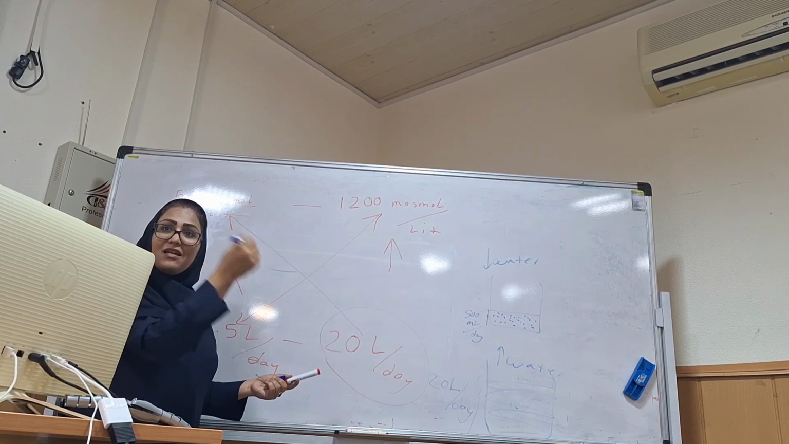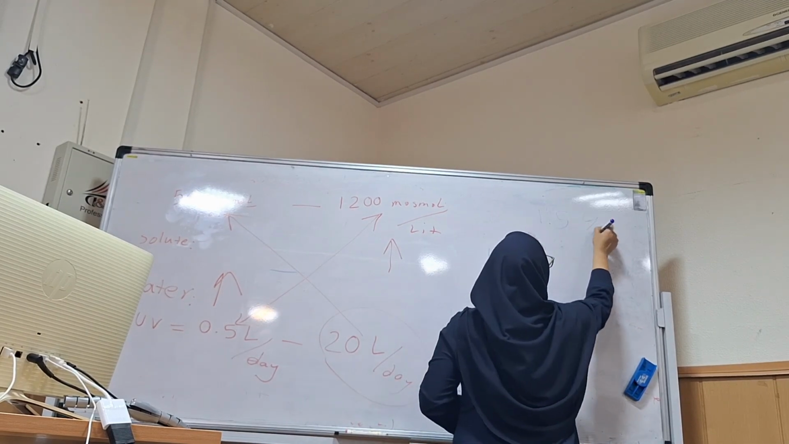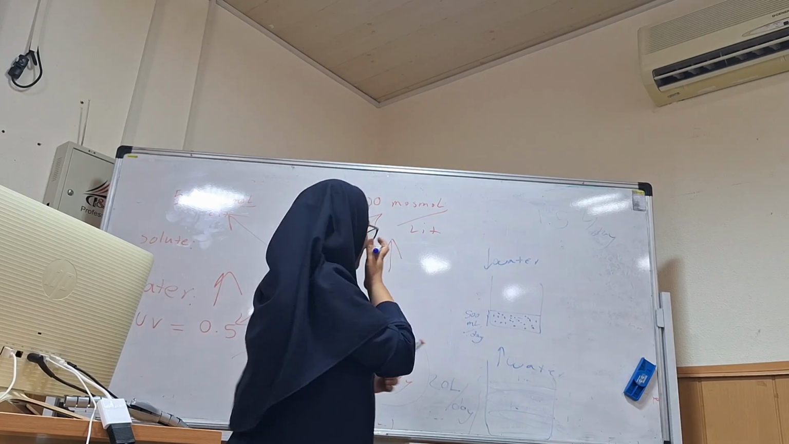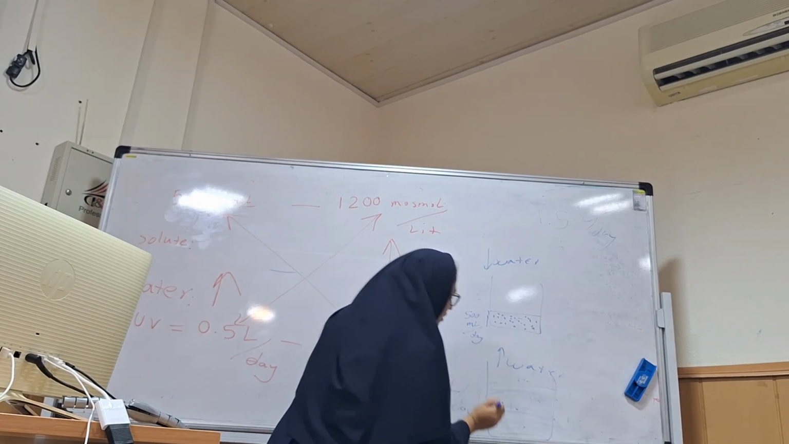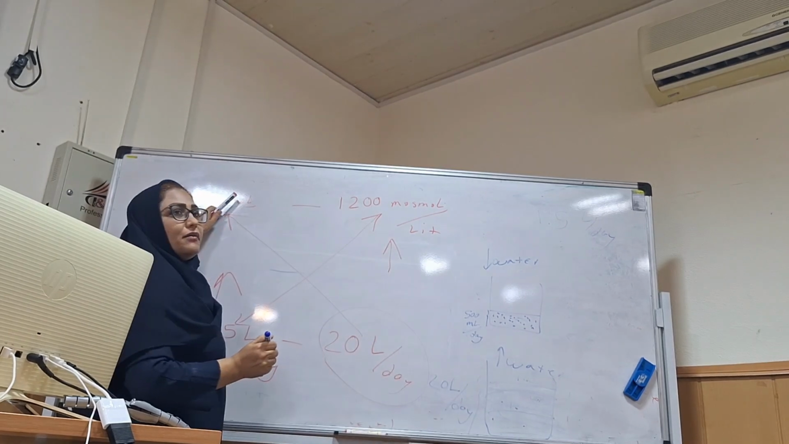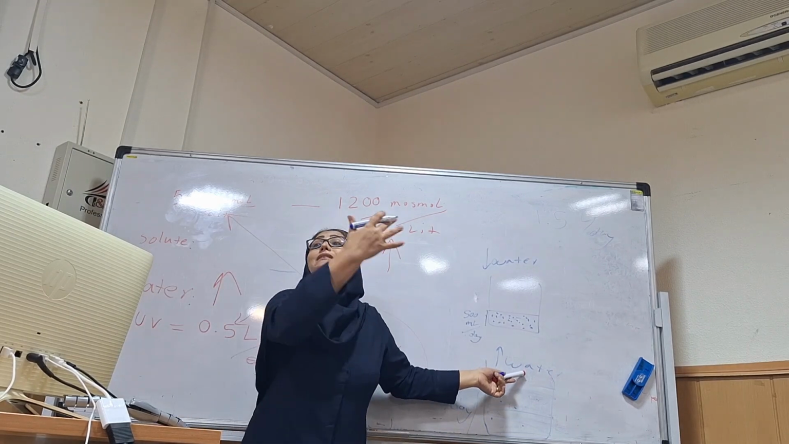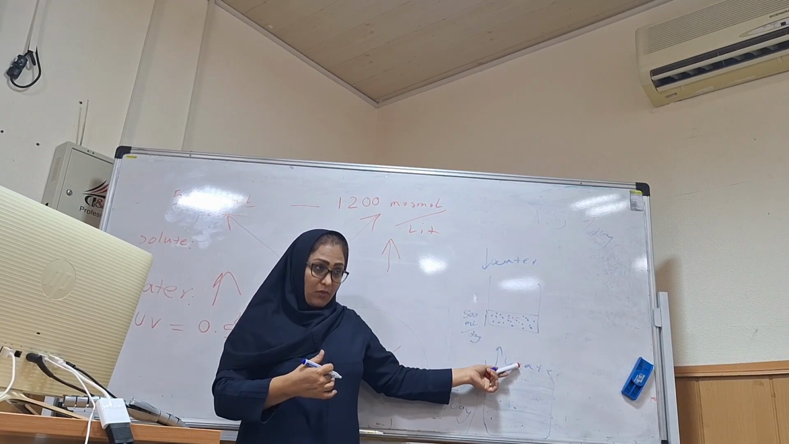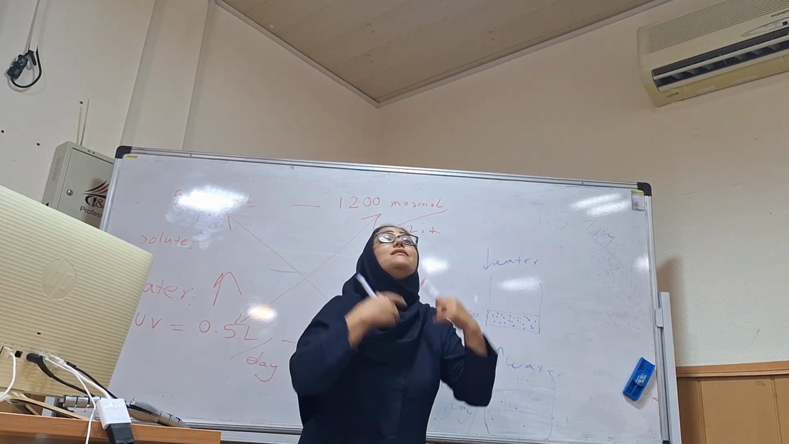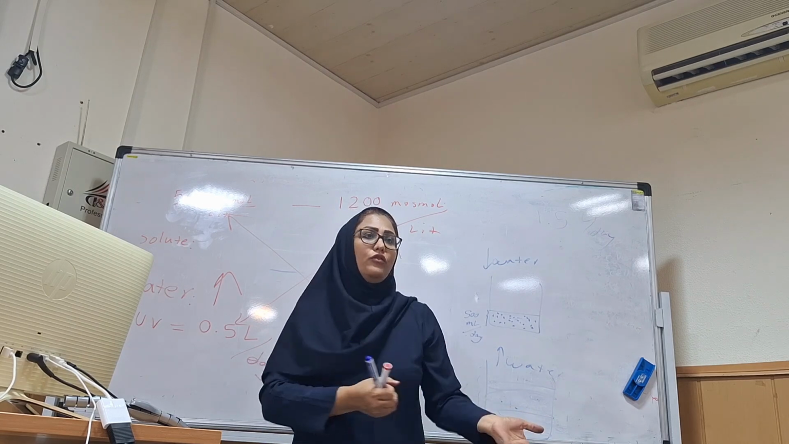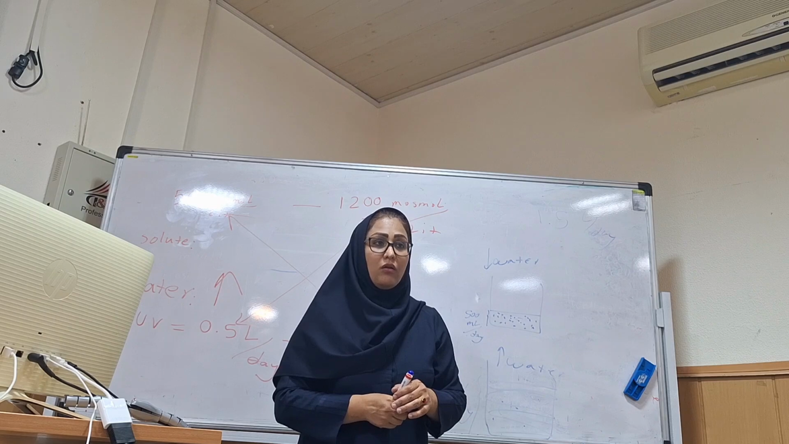For example, yesterday I told you the average urine volume is 1.5 liters per day. Here, 20 liters per day with this osmolarity means we have excess water in our body, and the kidneys must rid the body of excess water by urine formation. What's the volume of the urine that our kidney produces per day actually?